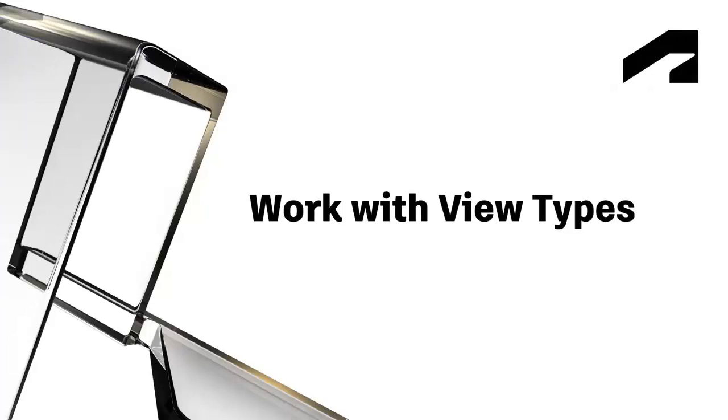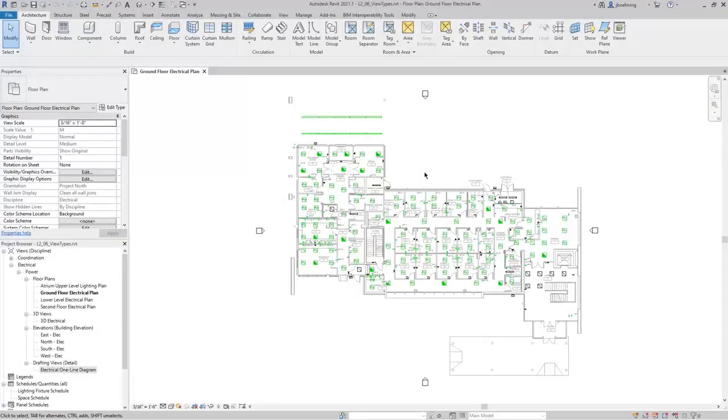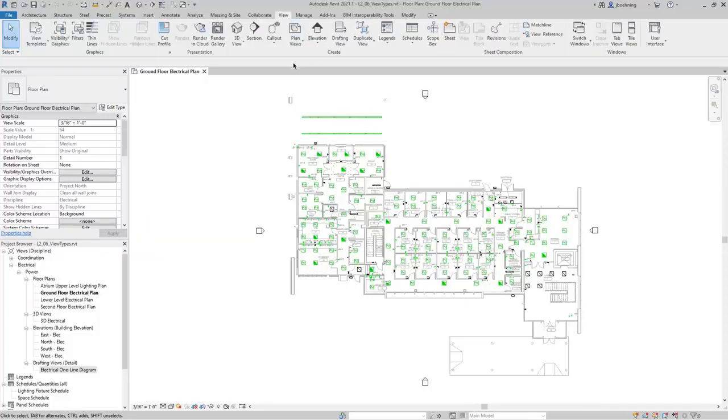In this video, we will cover creating views of various types and adjusting view properties. When you are modeling or documenting a building project, there are several types of views you can create to help you. When you switch to the View ribbon, you can see on the Create panel that there are several view tools that you can use. You can create 3D views, section views, callouts, several different types of plan views, elevation views, drafting views, and so on. We'll take a look at some of these tools.